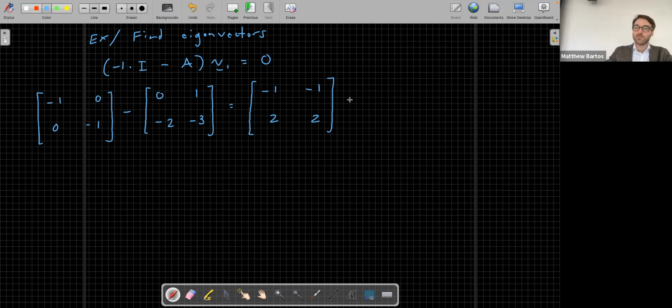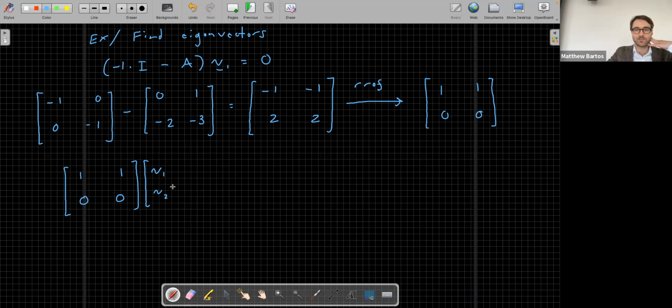All right. So as before, when we were computing the basis for the null space, we can make this a little simpler just by doing row reduction. We can eliminate the second row by taking 2 times the first row and adding it to the second row. Then we can multiply the first row by -1 and we will get 1, 1, 0, 0. So that matrix times V1, V2 (actually, let's call this V11, V12, because this is only for the first eigenvector) has to be equal to the 0 vector.